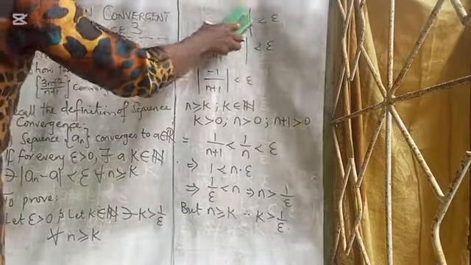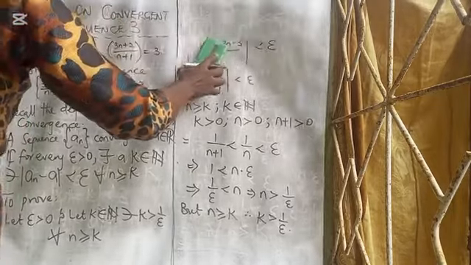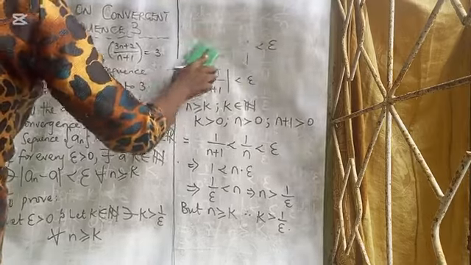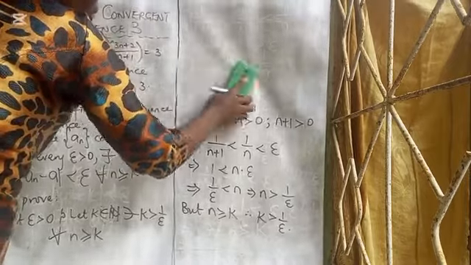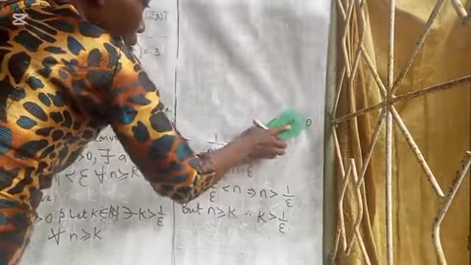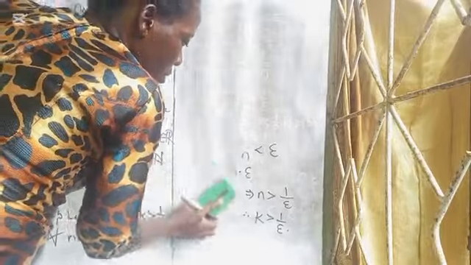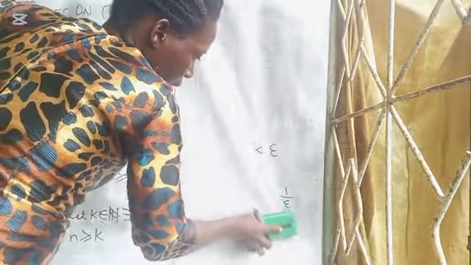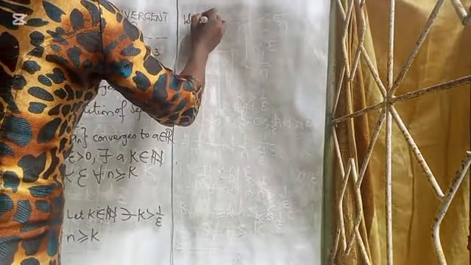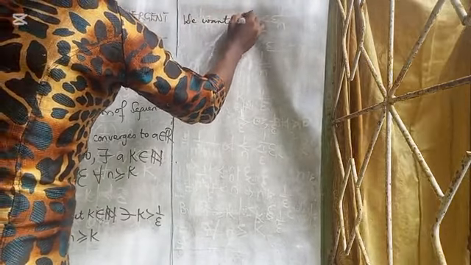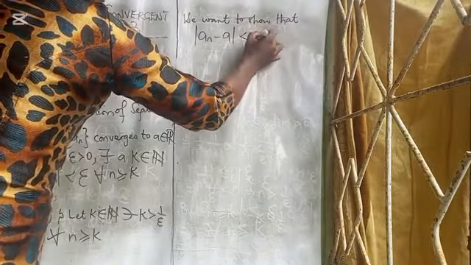that the absolute value of a subscript n minus a will be less than epsilon. We want to show that the absolute value of a subscript n minus a will be what? Less than epsilon. This is less than epsilon.